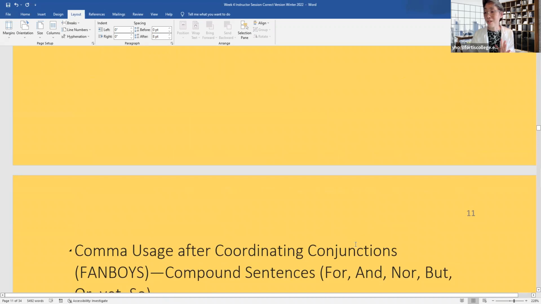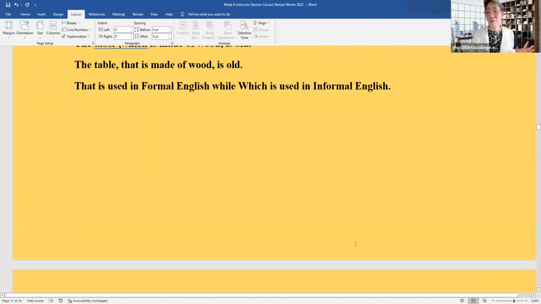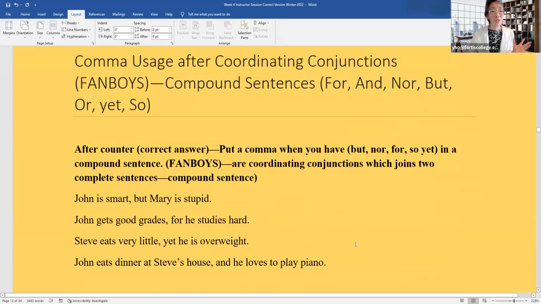Yeah? There's more comma usage to come, so you better be clear on this, because I'm going to give you a whole bunch of new rules. Everybody clear on this? Yes, okay. So, comma usage after coordinating conjunctions.